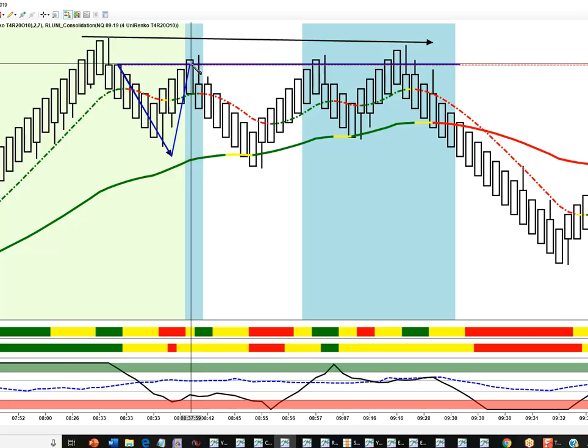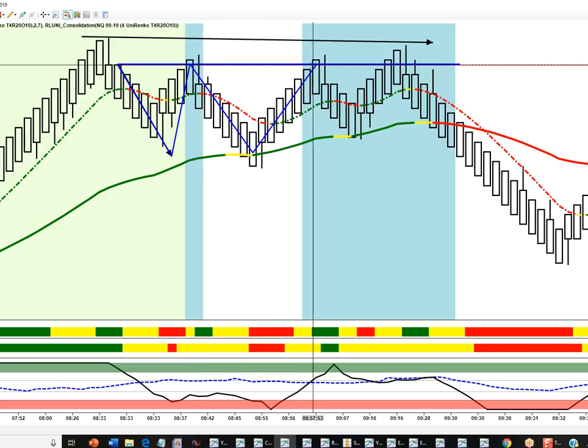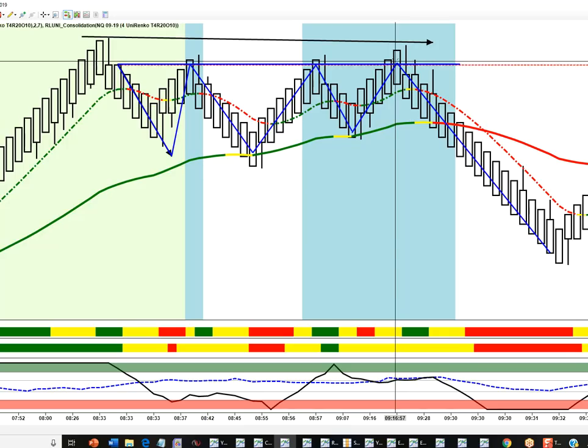Price comes up to the pivot, it gets turned. Price comes up to the pivot, and it gets turned. So one of the rules that we do is we never trade into an unbroken pivot. And trust me, it's going to save you your whole trading account.